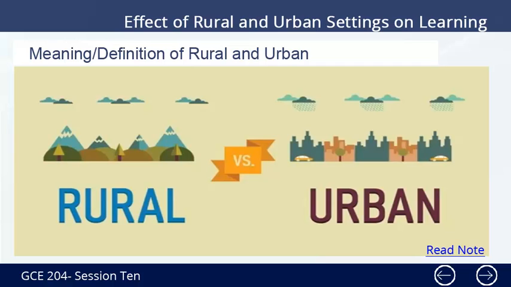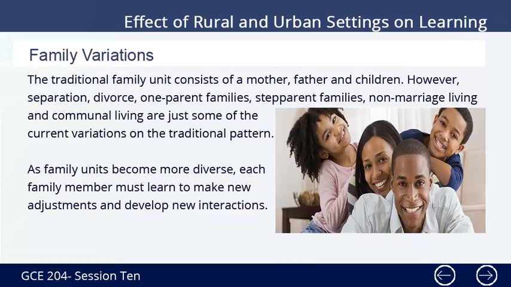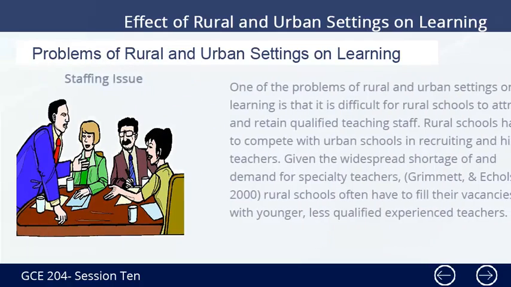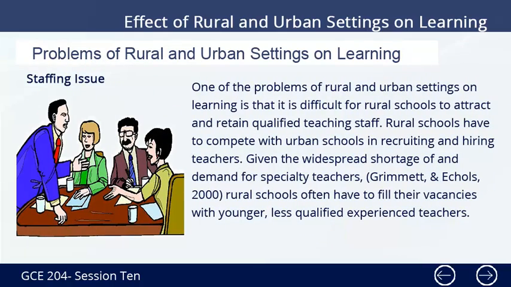The following are some of the problems of rural and urban setting on learning. Family variations. The traditional family unit consists of a mother, father, and children. However, separation, divorce, one-parent families, step-parent families, non-marriage living, and communal living are just some of the current variations on the traditional pattern. As family units become more diverse, each family member must learn to make new adjustments and develop new interactions.